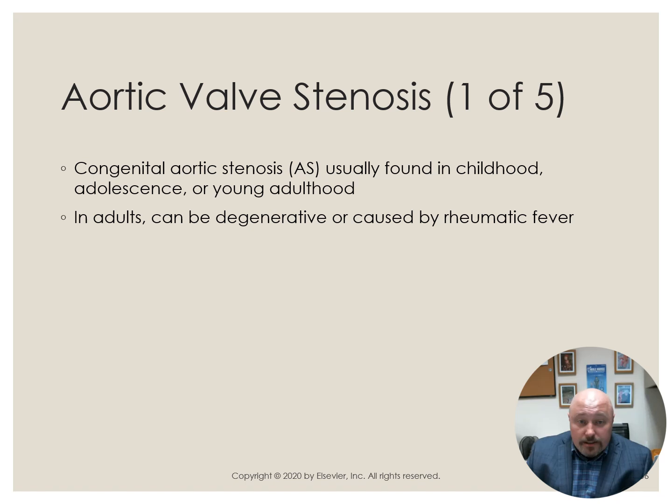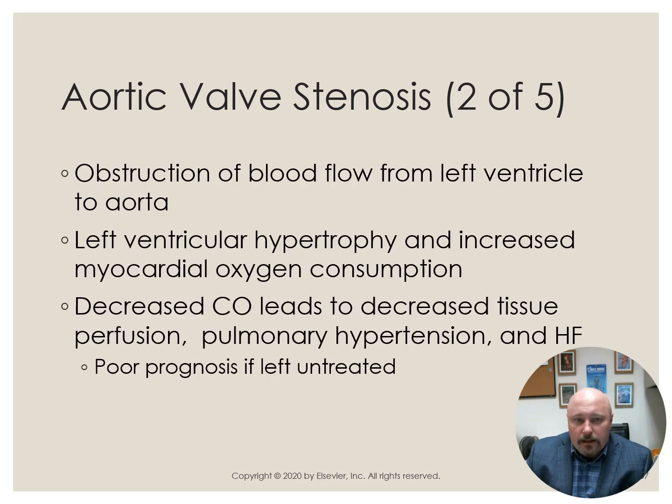Aortic valve stenosis: congenital aortic stenosis is usually found in childhood, adolescence, or young adulthood. In adults, it can be degenerative or caused by rheumatic fever. In the case of aortic valve stenosis, this is an obstruction of blood flow from the left ventricle to the aorta. Left ventricular hypertrophy and increased myocardial oxygen consumption, and decreased cardiac output lead to decreased tissue perfusion, pulmonary hypertension, and heart failure. It also has a poor prognosis if left untreated.